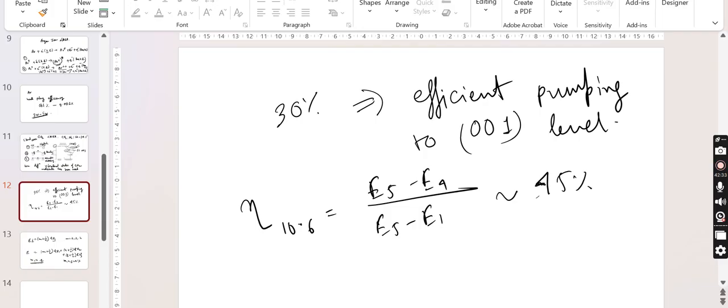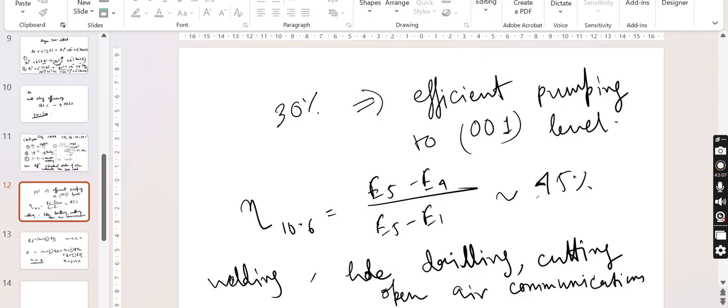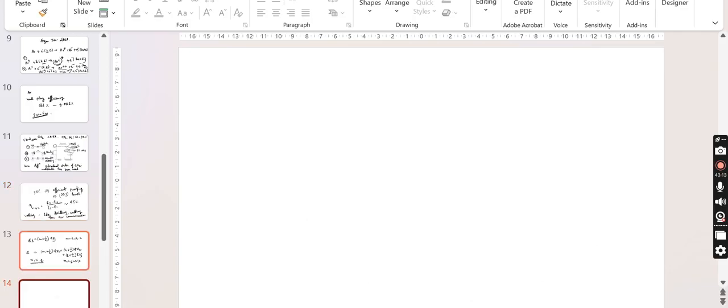So where have carbon dioxide lasers been used? Basically they are used in welding, hole drilling, cutting, etc. And they are also used in open air communication. So they are all gas lasers.